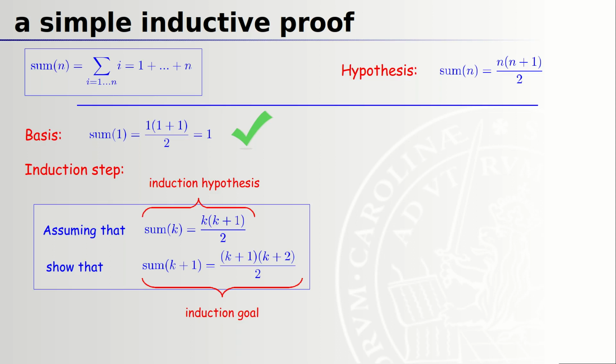Let's do this for this example. Remember that we need to show the induction goal, which is an equality. The left-hand side of that equality is sum of k plus 1. And if we use the definition of the sum function, we can unpack this as the sum of sum k, and k plus 1.